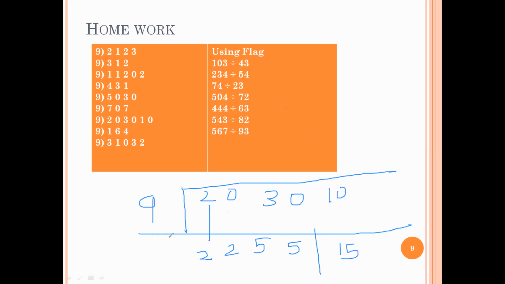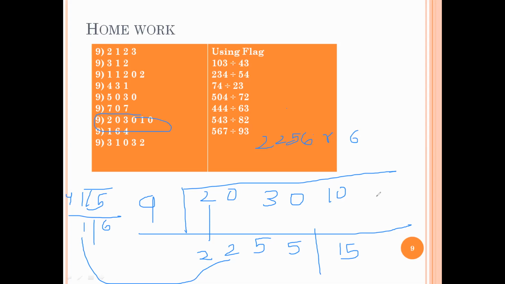But 15 can be again divided by 9. So we divide 15 by 9. 1 as it is. 1 plus 5 is 6. So the answer is 2255 plus 1, so the final answer is 2256. Remainder is 6. See, even this complex problem can be solved so easily.